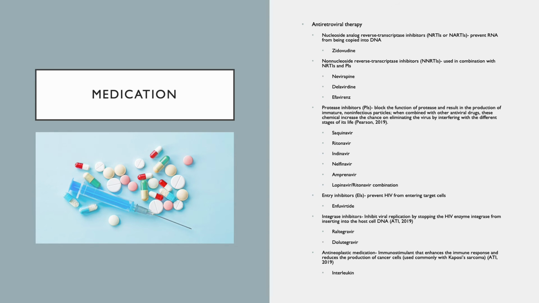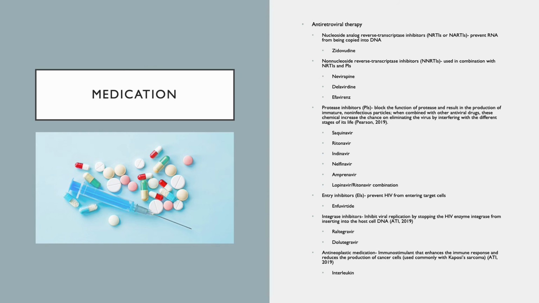Then we've got non-nucleoside reverse transcriptase inhibitors, also known as NNRTIs. These are used in combination with NRTIs and PIs. Then we've got PIs, which are protease inhibitors. These block the function of protease and result in the production of immature, non-infectious particles. When this class of drugs is combined with other antiviral drugs, these chemicals increase the chance of eliminating the virus by interfering with the different stages of its life.